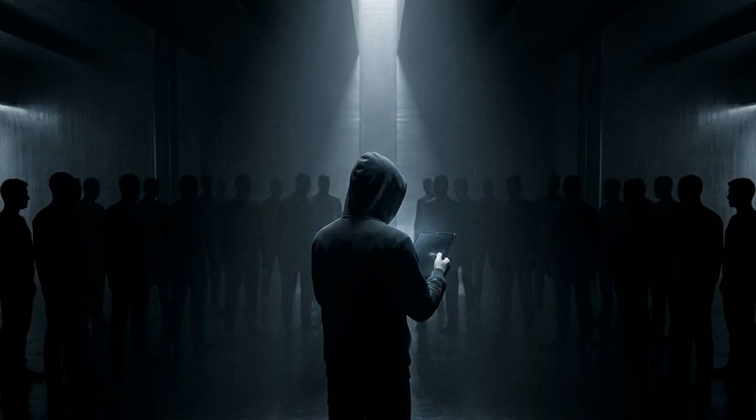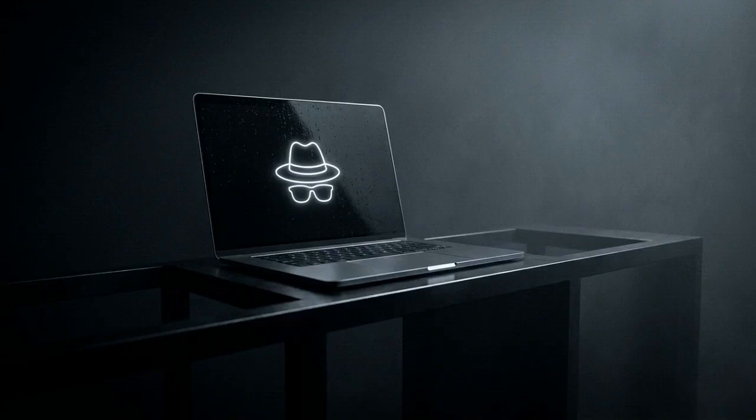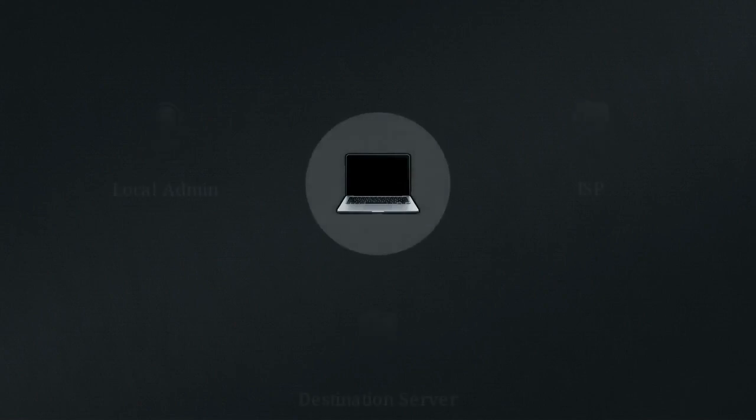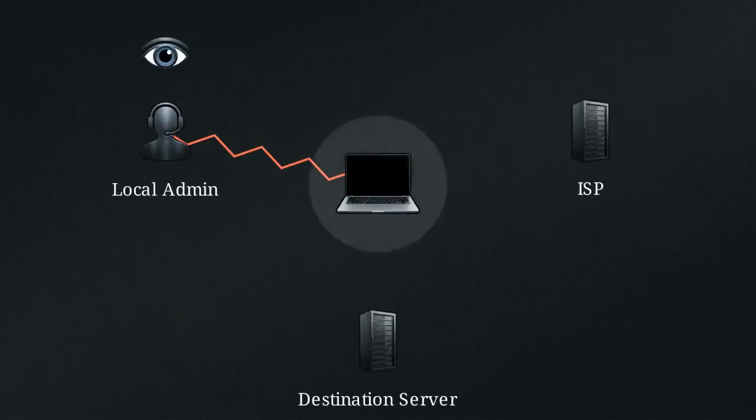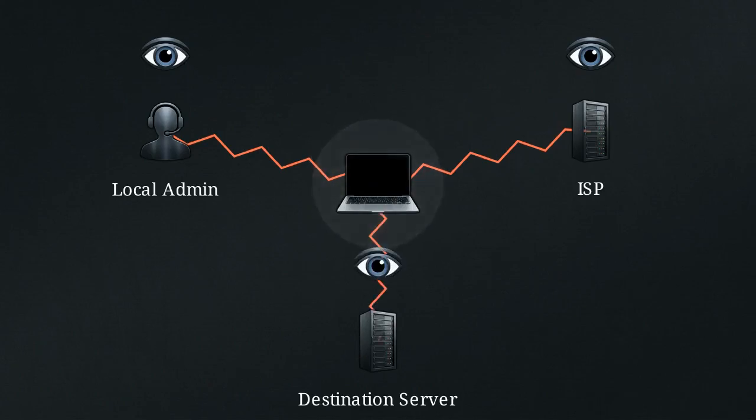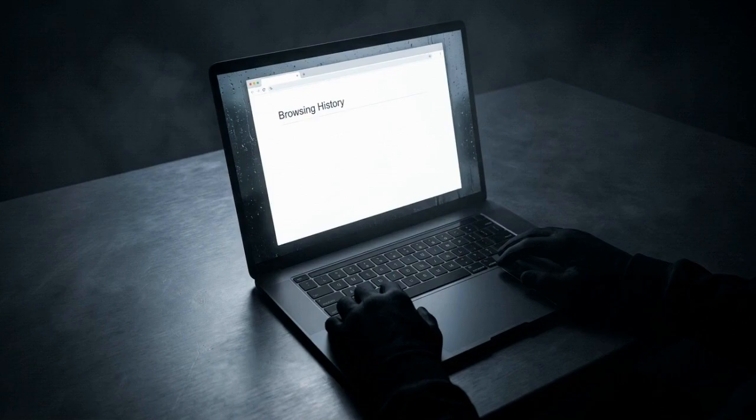Your data walked across the digital world completely exposed. You started this process believing you were invisible. Instead, you were watched by the local network administrator, logged by your internet service provider, and identified by the destination server. Private browsing does serve a very specific, narrow purpose. It is solely a tool for device-level hygiene.